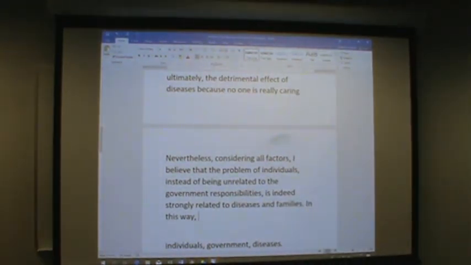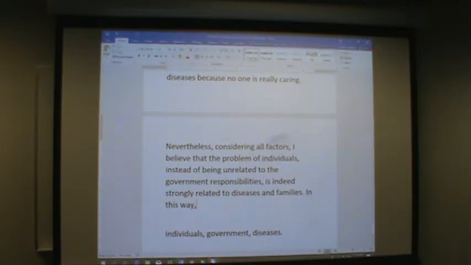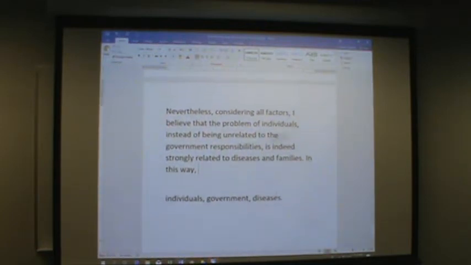Alright, so, nevertheless, considering all factors, I believe that the problem of individuals, instead of being unrelated to the government responsibilities, is indeed strongly related to diseases and families. In this way, you could say in brief or in short, but let's stay with in this way. We already have individuals, we have government, we have diseases, so we just need to conclude.